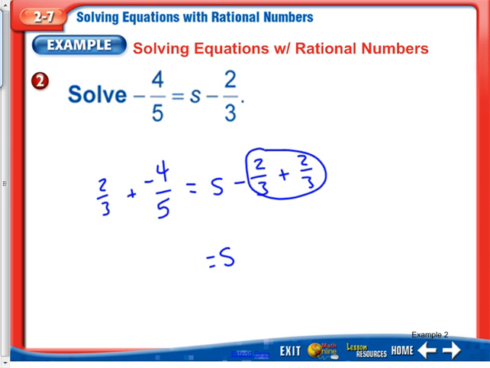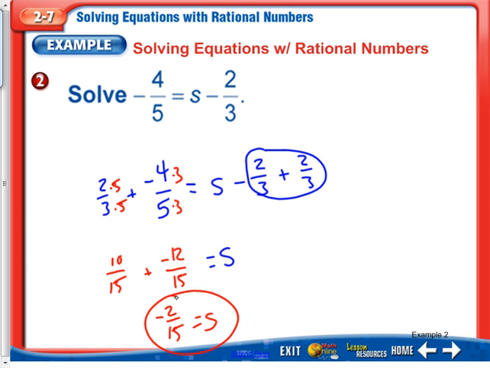Now, before I can do this, I'm going to have a common denominator here. So I'm going to need this to be 15, so multiply by 3 and 3, and 5 and 5. Okay, so we're going to get negative 12/15, and we're adding 10/15 for a grand total of negative 2/15 is equal to s. All right, and that's our final answer. We could plug that back in and check it if we want to.